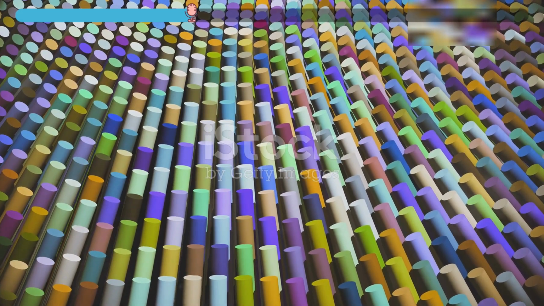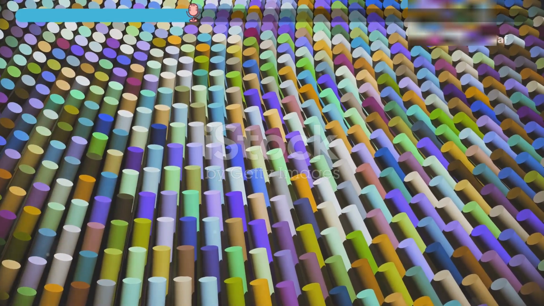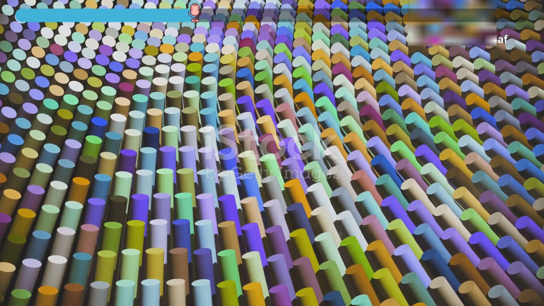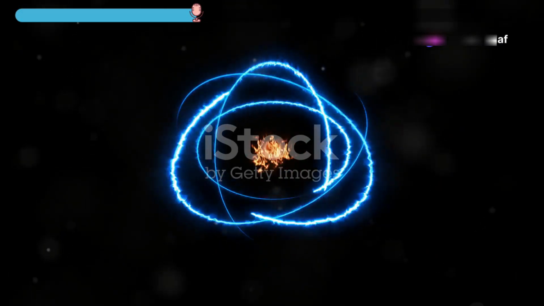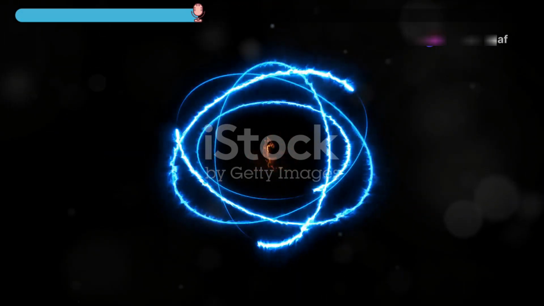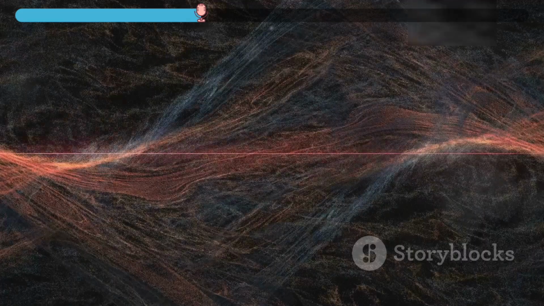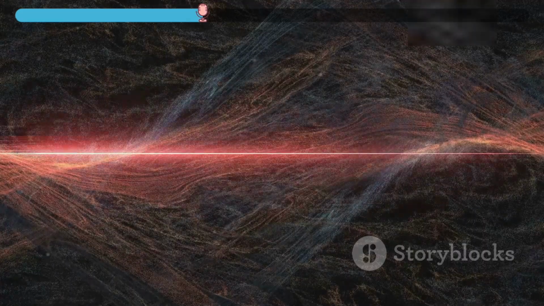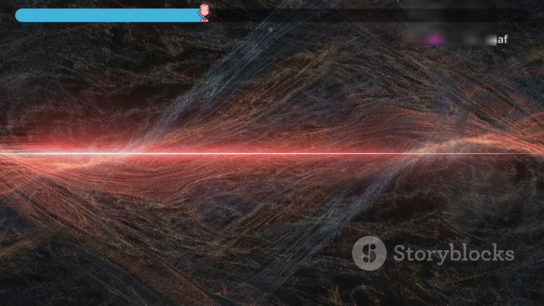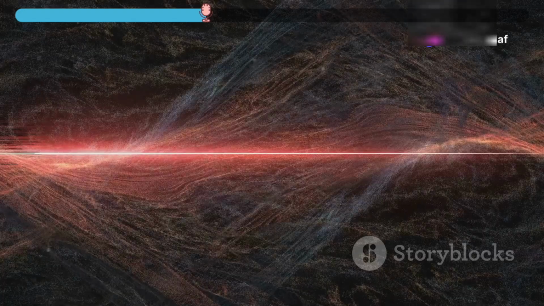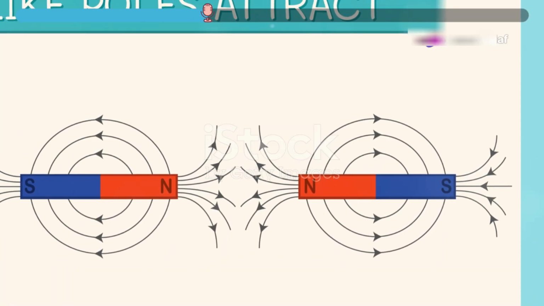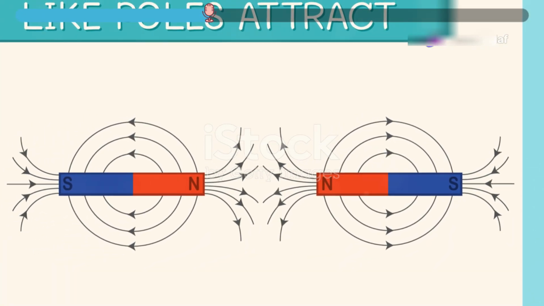They are created by moving electric charges and intrinsic magnetic moments of elementary particles. Unlike electric charges that exist in isolation, we never observe magnetic charges in isolation. This means that while we can have a single positive or negative electric charge, we cannot have a single north or south magnetic pole. Magnetic poles always come in pairs, north and south, like two sides of the same coin.